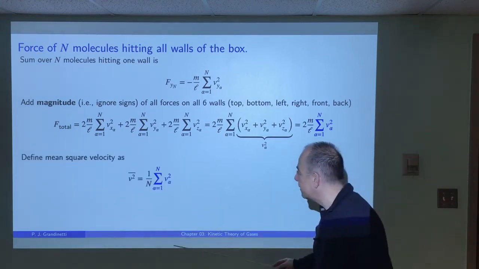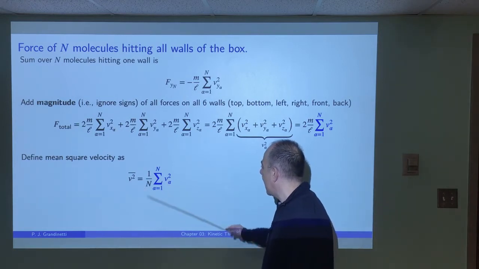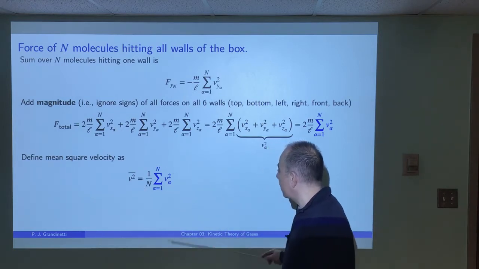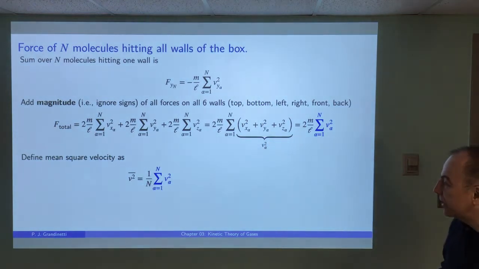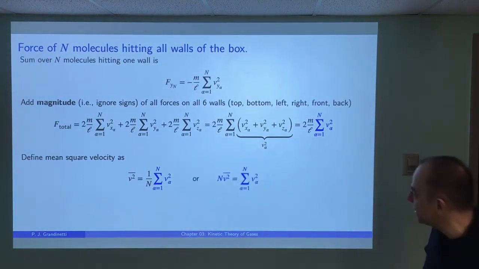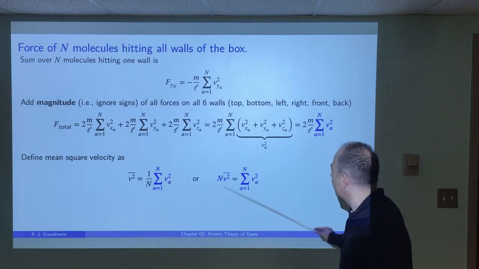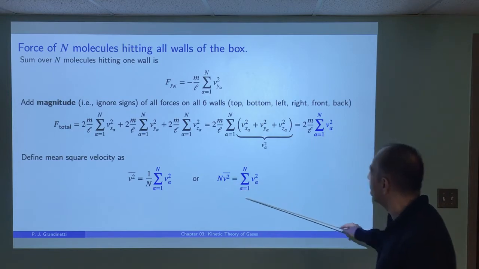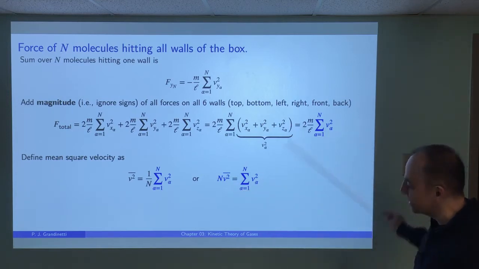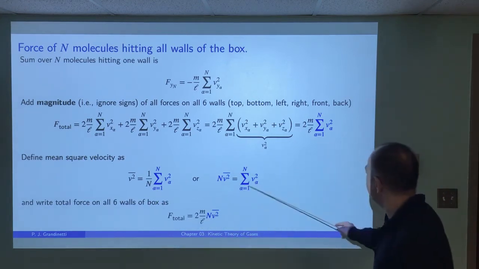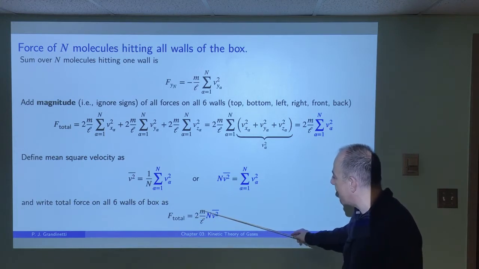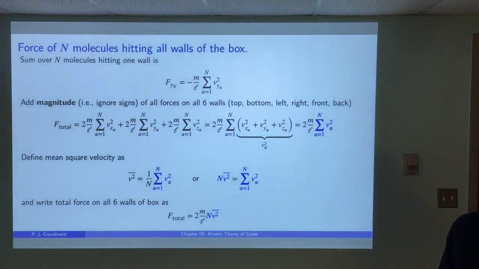Now, I can define the mean square velocity as taking all of those molecules' velocities squared and dividing by the total number of molecules to get this quantity here. So for the n molecules, we can define one statistical quantity, which is the mean square velocity. And if I rearrange that expression here to bring the n over, then I can see that n times the mean square velocity is equal to that summation that I have in this expression. So I'm going to go ahead and substitute, and I can write down that the total force now, with this substitution here, is equal to 2 times the mass of a molecule divided by the length of the box times n times the mean square velocity.